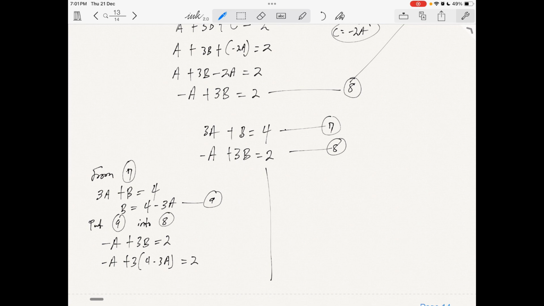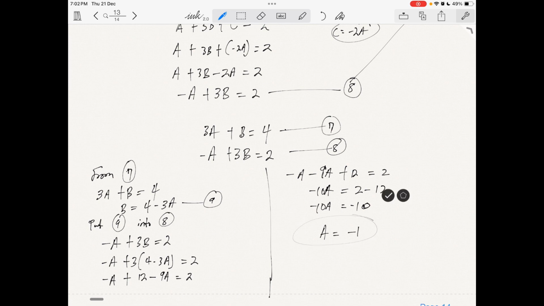So now let's open the brackets. So I have minus a plus 12. Okay, 4 times 3 is 12, minus 3 times minus 3 is 9a, which is equals to 2. So going further, I have minus a minus 9a plus 12 is equals to 2. So I have minus 10a is equals to 2 minus 12. So minus 10a is equals to minus 10. Okay, so now I have that my a is equals to minus 1.